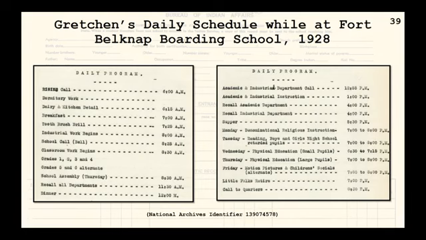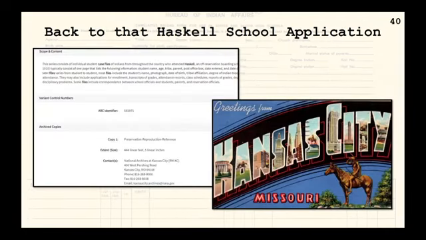Next slide, slide number 40, please. So researching further, since she applied to the Haskell Institute, she might have gone there. So we go back to our online catalog and look up records from that school. And we see they're at our Kansas City facility. Next slide, please. Slide number 41.